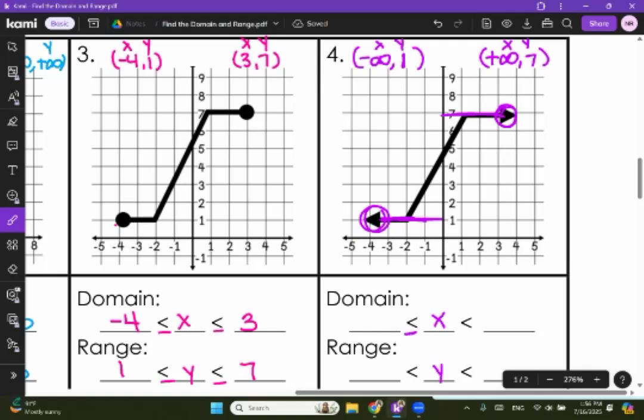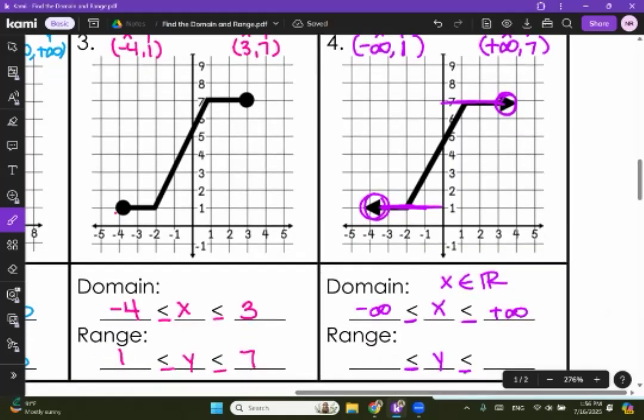But because they're both arrows, closed circles. So my smallest x value, negative infinity, positive infinity for my highest. That means x is going to be the set of all real numbers. When you fill in infinity on both sides, it's all real numbers. But my smallest y value is 1. My largest y value is 7. Once again, just because the domain is all real numbers doesn't mean that the range will also be all real numbers. Got it?